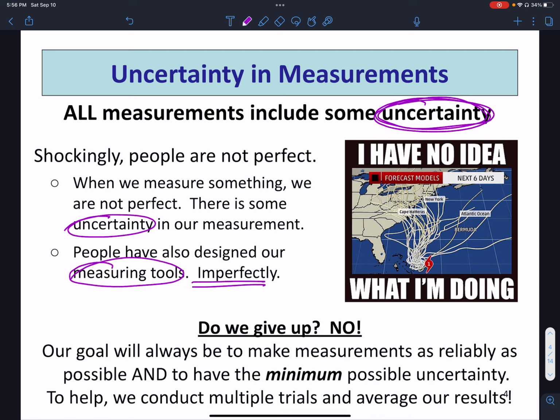But that doesn't mean we don't measure things. Absolutely not. Our goal is always going to be to make measurements as reliably as we can and to include the minimum amount of uncertainty. So for us, what we usually do is conduct multiple trials. We'll measure something multiple times, and then we'll take the average of those measurements, and that removes a good bit of our uncertainty.